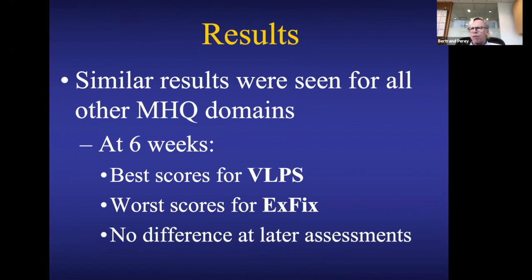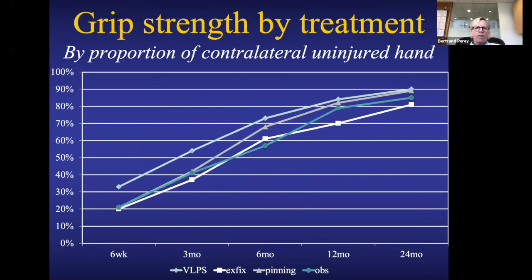6 weeks, best scores for the volar plate, worse for the external fixation. No difference after that. We looked at grip strength. Now this is interesting. Grip strength better at 6 weeks, 3 months, up to 6 months with the volar plate. So the volar plate does confirm better grip strength even beyond the 6-week mark in this group.